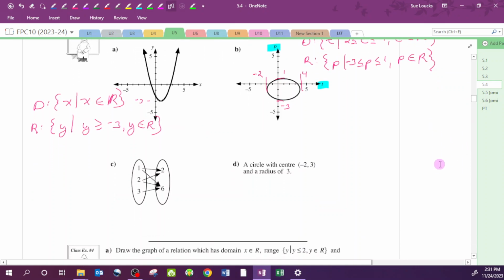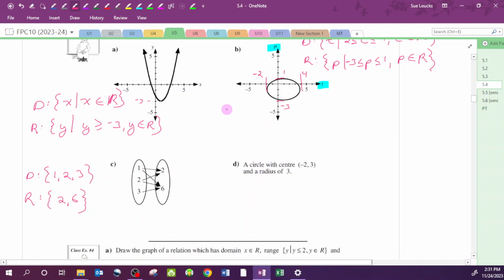Okay, this one, there's only 3 pieces of information here, so I'm just going to list them. So my domain here is 1, 2, and 3, and my range is 2 and 6. Sorry for the lousy curly brackets, but I want to go home.